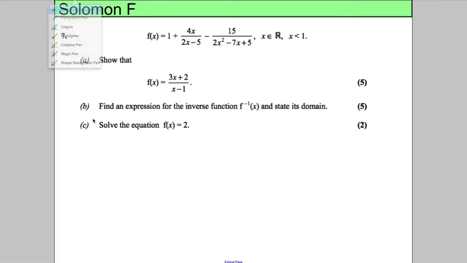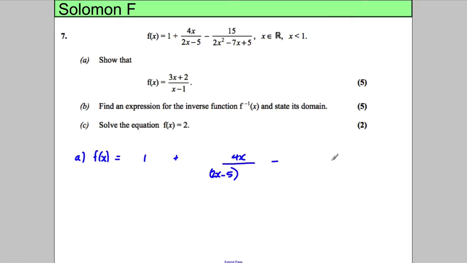So the first thing I'm going to do is state that for part A, f of x is equal to the following. So I've got a 1 here. I'm going to add, and I'm going to give plenty of space here, 4x currently over 2x take away 5. And then I'm taking away 15 divided by this here, which I'm going to straight away factorize. So that's going to factorize as follows. Make sure you take your time to factorize. So it's going to be equal to negative 5 and negative 1.